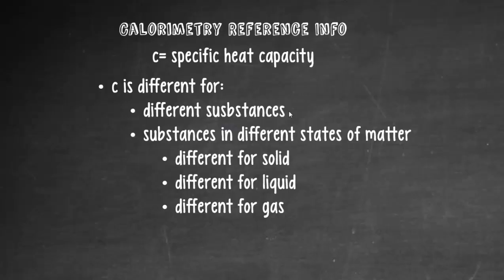What does specific heat capacity mean? Specific heat capacity is the amount of energy you need. Remember, energy is joules. It's the amount of energy you need to take 1 gram of something and raise it by 1 degree Celsius. And that is different if the states of matter are different, because it's going to take a different amount if it's a solid, or if it's a liquid, or if it's a gas, because each of those 3 states of matter have different amounts of energy.